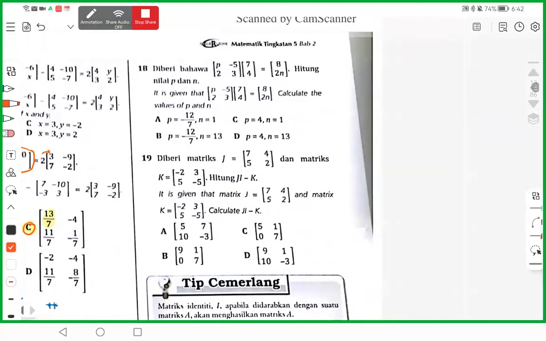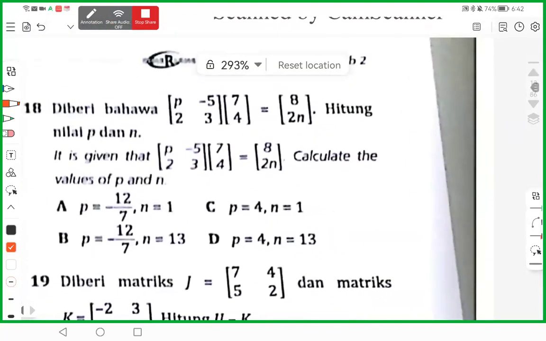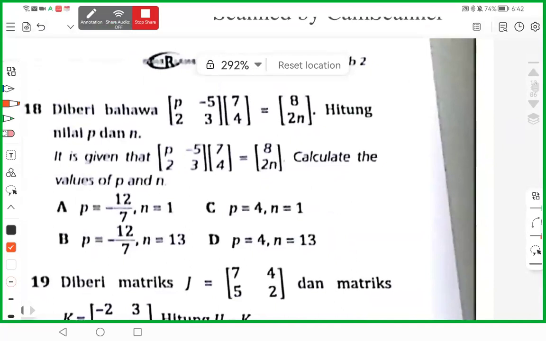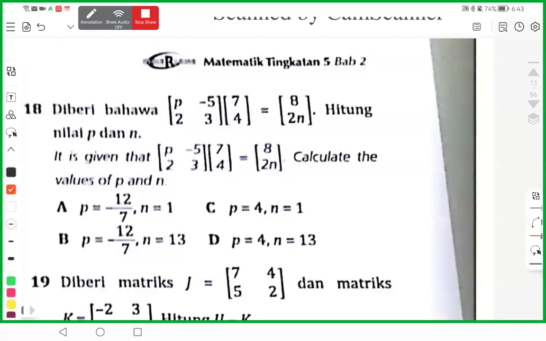Okay, so 2 more. It's given that two matrices multiplied then equal to 8 and 2n. So calculate the values of P and N. So here we must know also these two matrices are multiplied. Okay, so check the order. 2 times 2, 2 times 1 can multiply. That's why the new output order is 2 times 1.